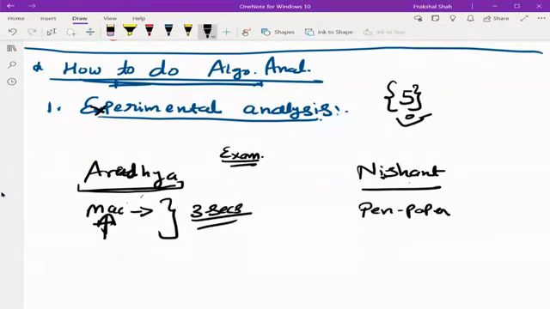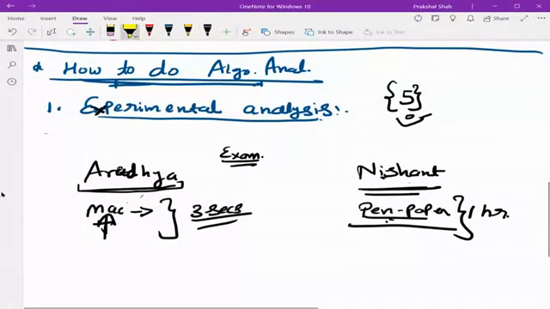Now Nishant has just pen and paper, but he is also very brilliant, and his algorithm is also up to date. Since he doesn't have a compiler or an IDE to execute, he has written it and executed it in his mind. He himself is the debugger of his own code. For that he has taken a lot of time, let's say 1 hour. Now, if you just look at it this way, without knowing that Aradhya has a Mac and Nishant has pen and paper, Aradhya's algorithm is taking 3 seconds and Nishant's algorithm is taking one hour. But this is not a proper way, है ना?